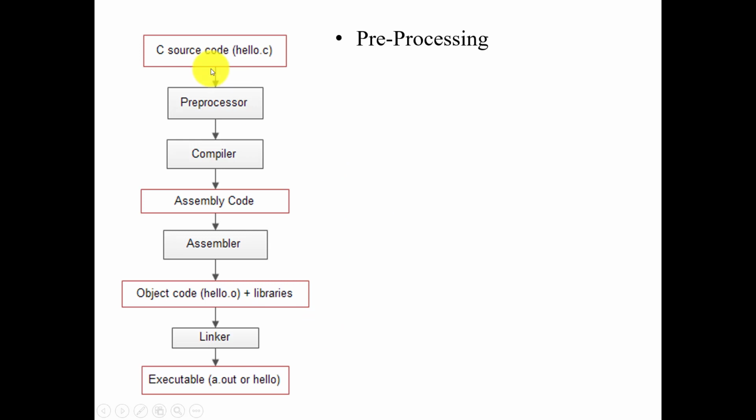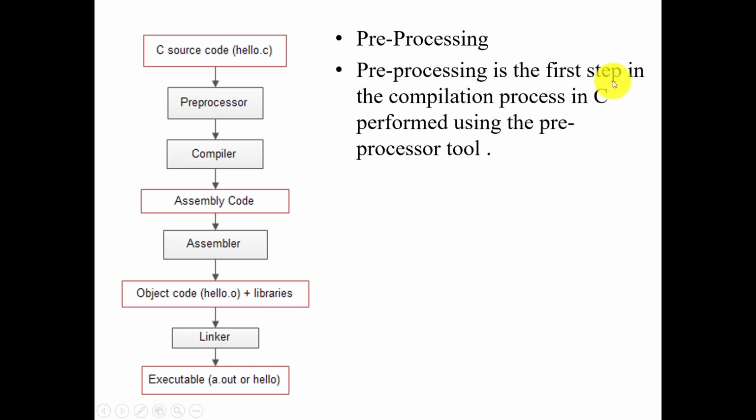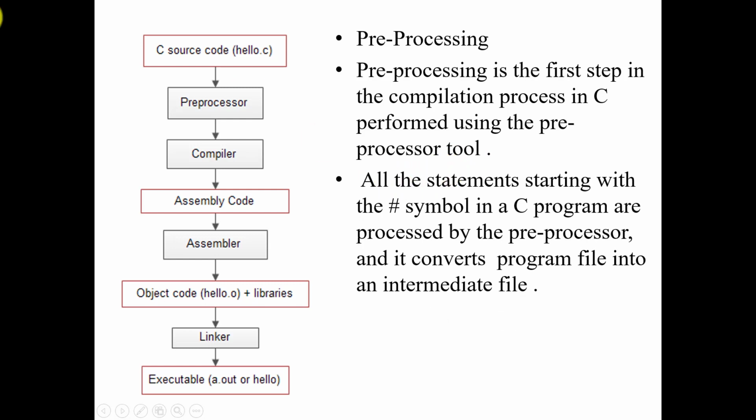Now let's understand the first phase, that is the preprocessor. What is the preprocessor? The preprocessor is the first step or first phase of the compilation process in C, performed using preprocessor tools. Here all statements starting with the hash symbol, as the first statements in a C program start with the hash symbol, are directives processed by the preprocessor, and it converts the file into an intermediate file.